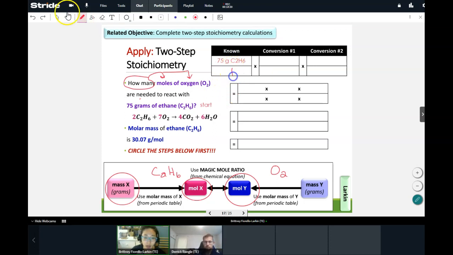I'm going to put it over 1. In the next step, grams of C2H6 needs to go where to get rid of it? Where does it need to go to get rid of it? As always, on the bottom, yes.